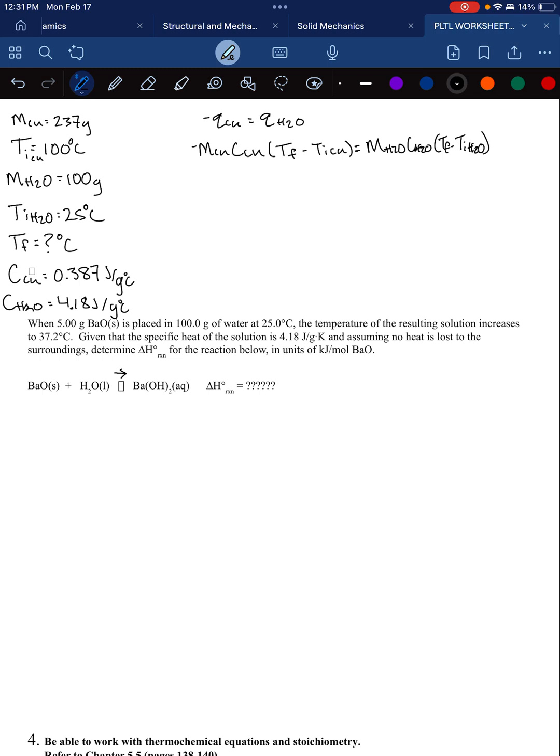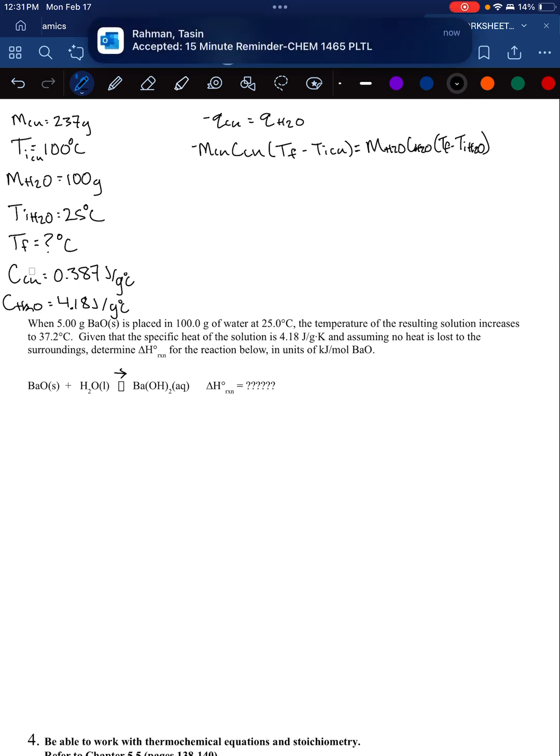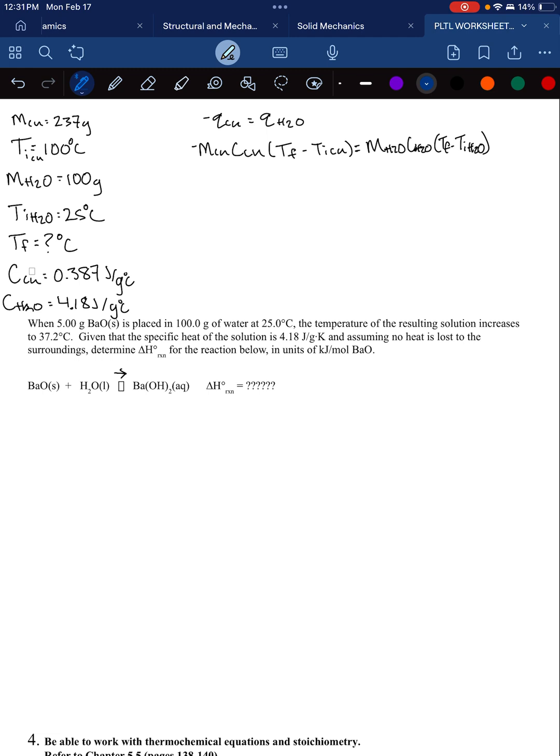Okay, and once we're at this, we can actually go ahead and plug in. So we can say that the mass of the copper, 237. Make sure you're checking your units, by the way. Nope, it's incorrect. 0.387, T final minus T initial, which in this situation will be 100, equals 100 times 4.18 times T final minus 25. So that's all of our variables.